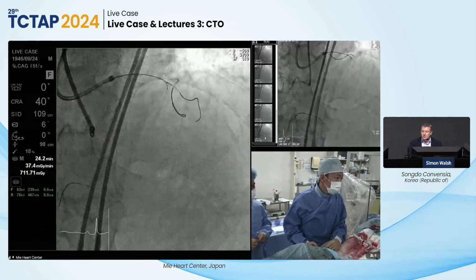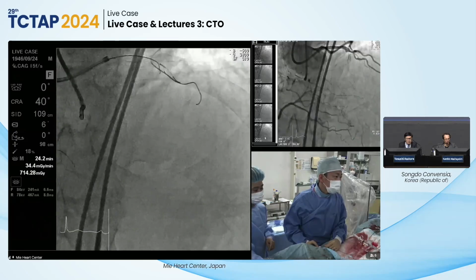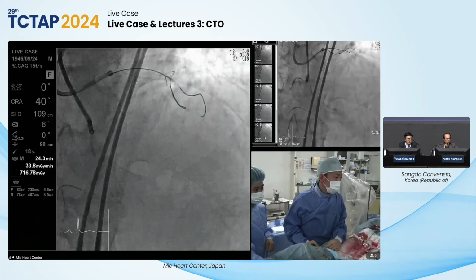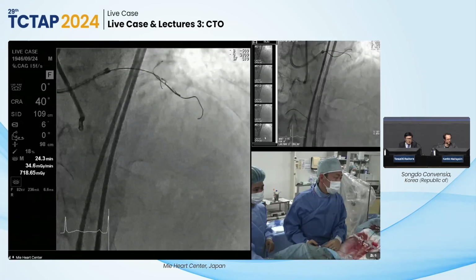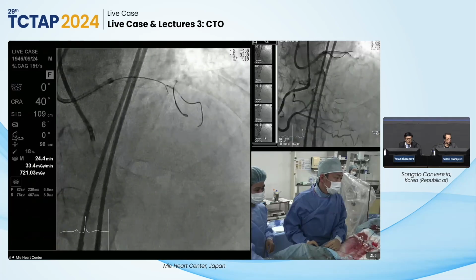So at the moment you have Sasuke, is that correct? Yes. And which wire again? This is a Gaia Next 1. Gaia Next 1. Okay. Asking CTO operators which one to take is like asking people their favorite beer.